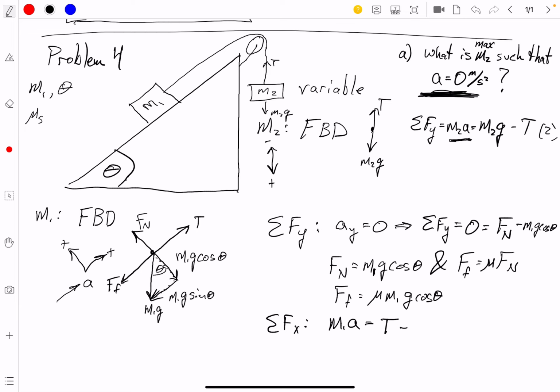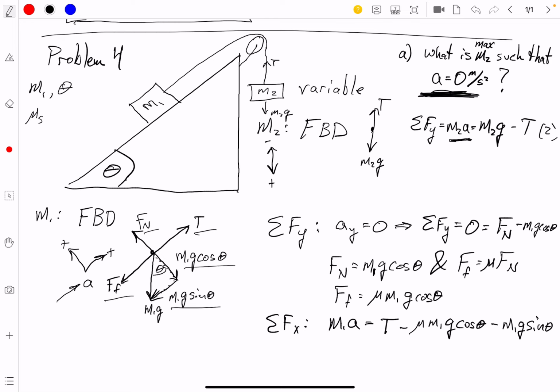I've got the force of friction going down, backwards, so I'm going to write minus mu m1g cosine of theta. And then I also have, going in the opposite direction, m1g sine theta. Okay, so this is in the x direction, this is in the x direction, and this is in the x direction. This is in the y direction, that's in the y direction.